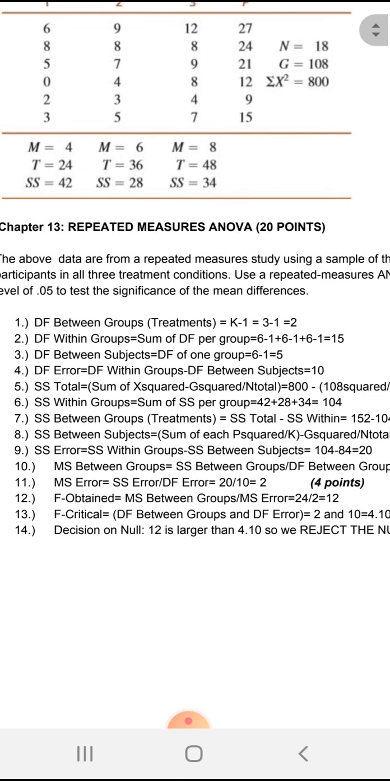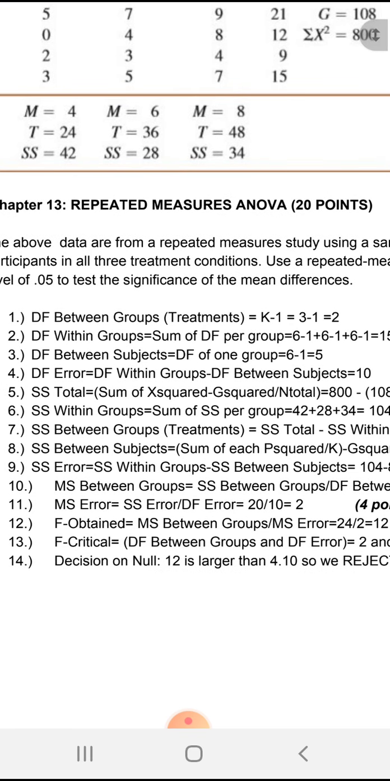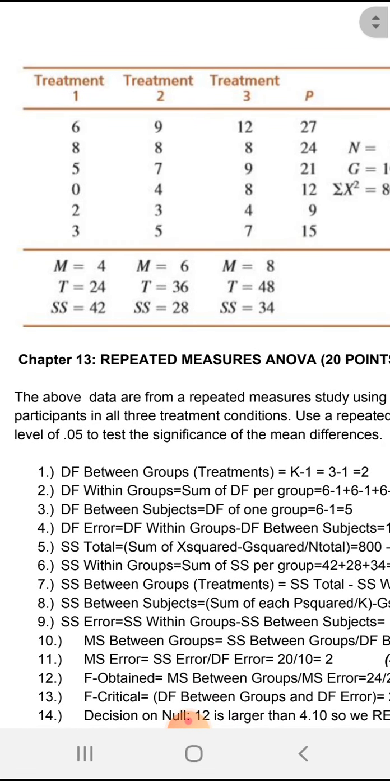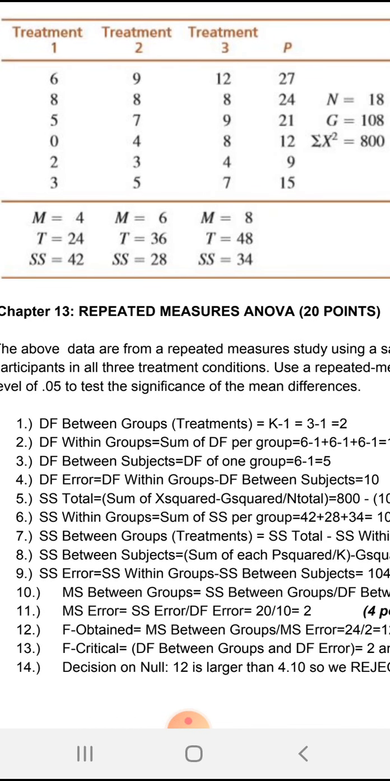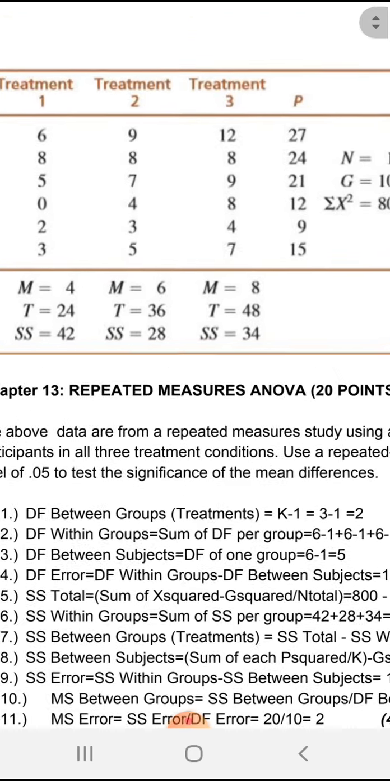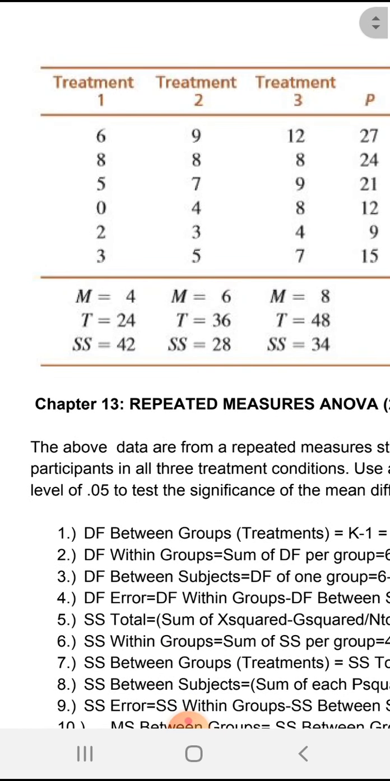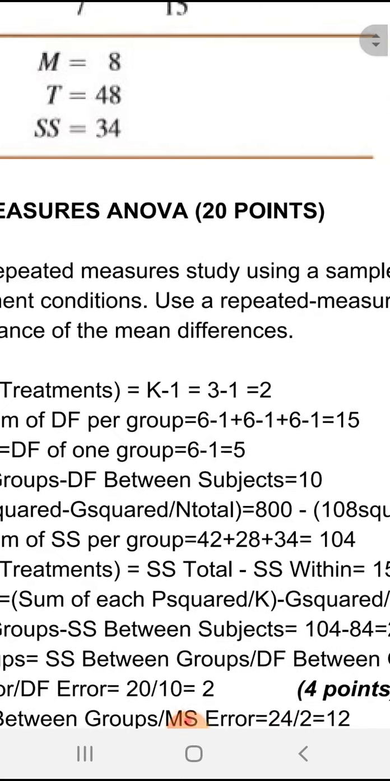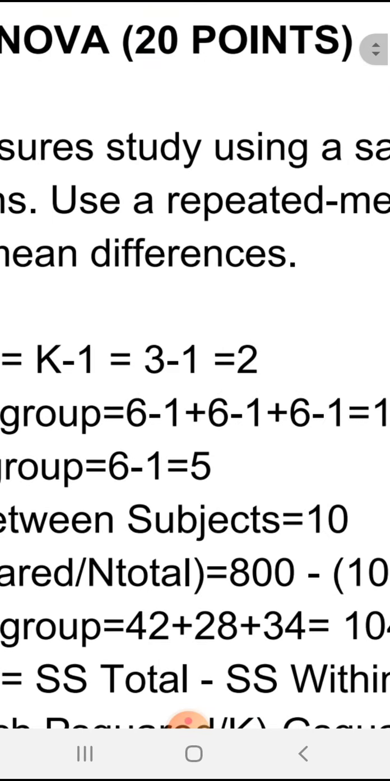So the first thing you want to do is get your DF between groups, or as your textbook labels it, treatments. That is simply k minus 1, which is how many groups minus 1, or treatments. So you can see here, there's 3 treatments. So k minus 1 is 3 minus 1, which equals 2.